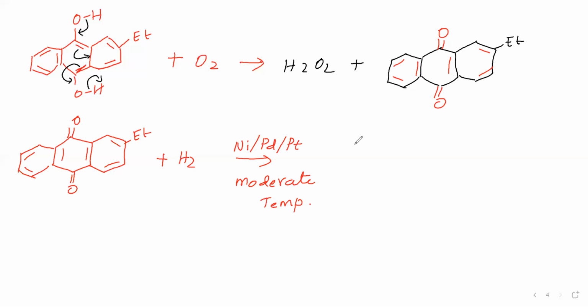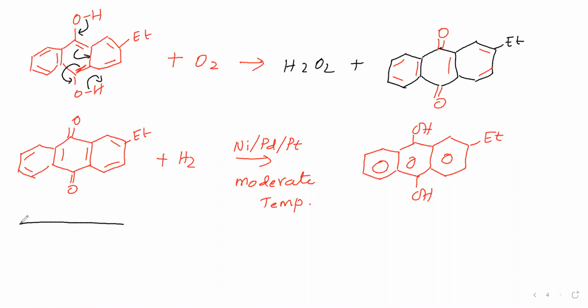Now we are getting 2-ethyl anthraquinol. Here ethyl group, here OH group, here OH group. 2-ethyl anthraquinol we got. So this quinone undergoes a reduction to give quinol. What is a net reaction here?